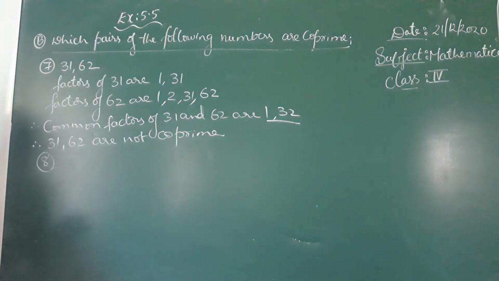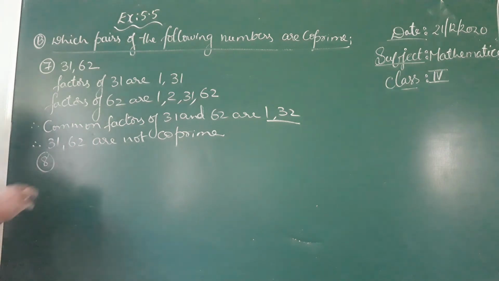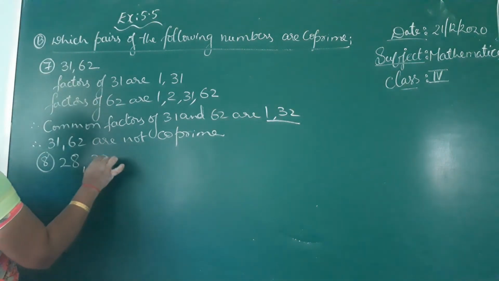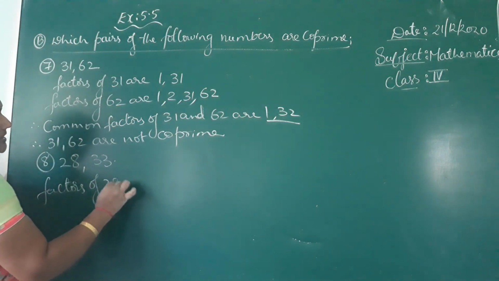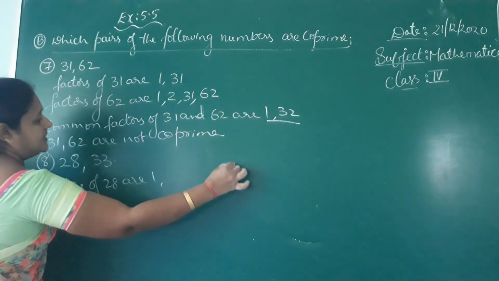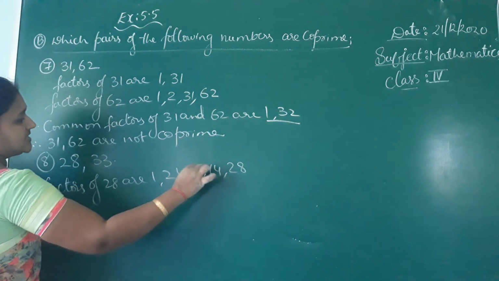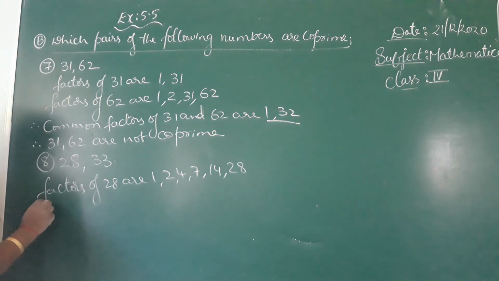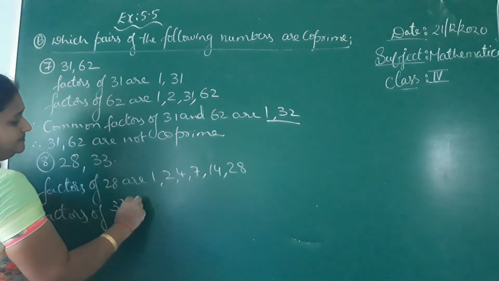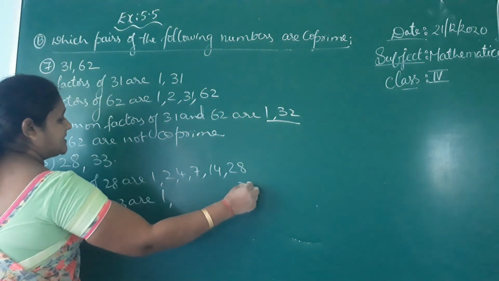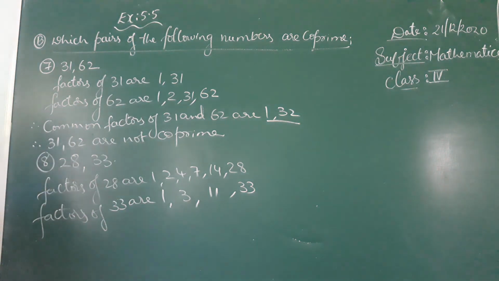See the eighth one, children. 28, 33. First, write the factors of 28. Factors of 28 are 1, 28, 2, 14, 4, 7, 28, again 7, 4. Now, factors of 33 are 1, 33, 3, 11, again 11, 3.